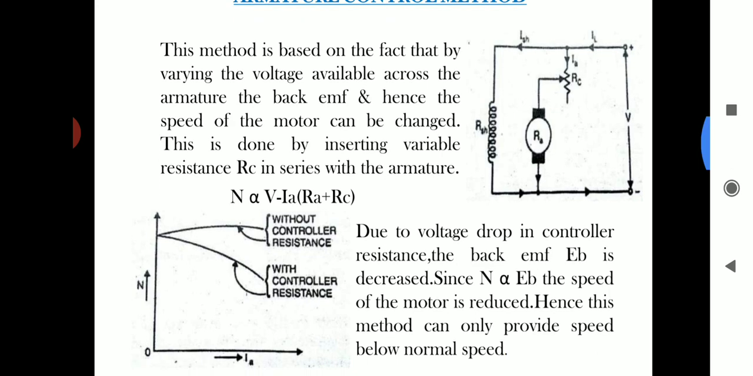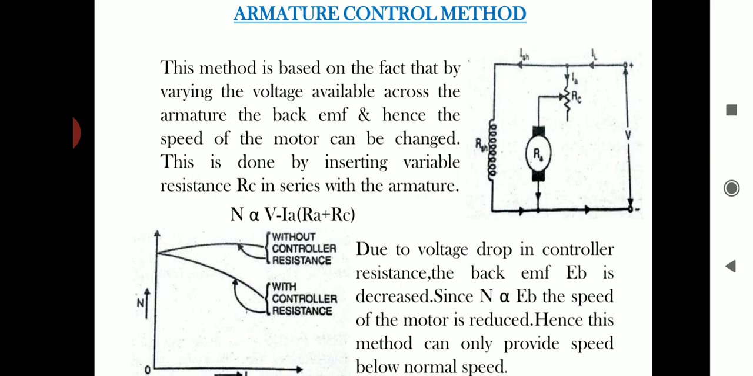Now see this graph, again the graph between speed and armature current. Without controller resistance your speed is more. If you have to decrease the speed of the motor, then you need to insert the controller resistance. So with controller resistance the speed line is below the above line. It means the conclusion is that in case of the armature control method, you will get a speed which is lower than the normal speed. So this is the armature control method.